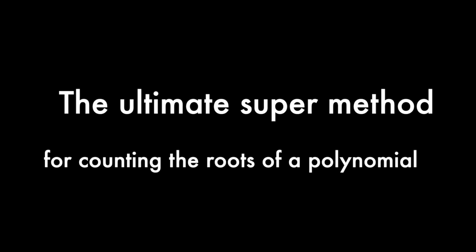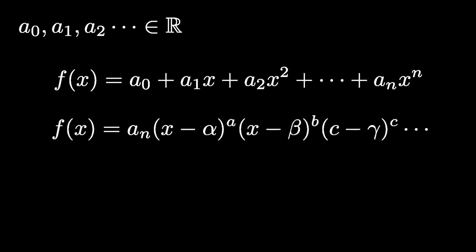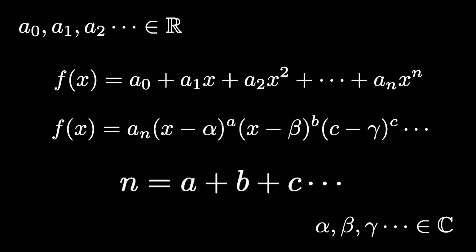Let f be a polynomial in x of degree n, where the coefficients are real numbers. Then, f can be factored in the form shown here, where the numbers alpha, beta, gamma, and so on are called the roots of the polynomial, and in general, they're complex numbers. The numbers a, b, c, and so on are called the multiplicities of the roots, and the sum of the multiplicities is equal to the degree of the polynomial n.